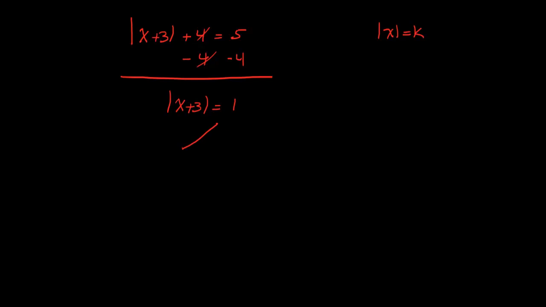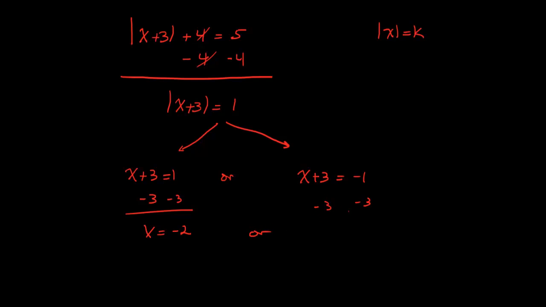And now from here we can delineate and determine our two solutions, and we know that x plus 3 equals positive 1, or x plus 3 equals negative 1. Solving, we're going to subtract 3 on both sides, so we get x equals negative 2, or we can subtract 3 over here, and we get x equals negative 4. So notice we get two solutions, and we want to plug these in to make sure we're correct.